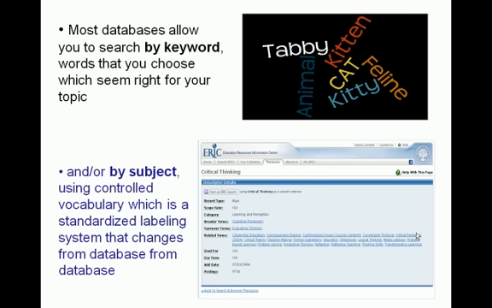As discussed in the previous weeks, you can search by keyword searching, and keyword searching is a good way to go because it uses natural language. Most databases allow you to search by keyword. Those are words that you choose which seem right for your topic, and that's illustrated by the box on the right. We could say cat, feline, tabby, kitten, kitty, animal, all depending on what type of database we're in, what type of information about cats we're looking for. But we can also search by subject, and that's using controlled vocabulary, which is a standardized labeling system that changes from database to database.